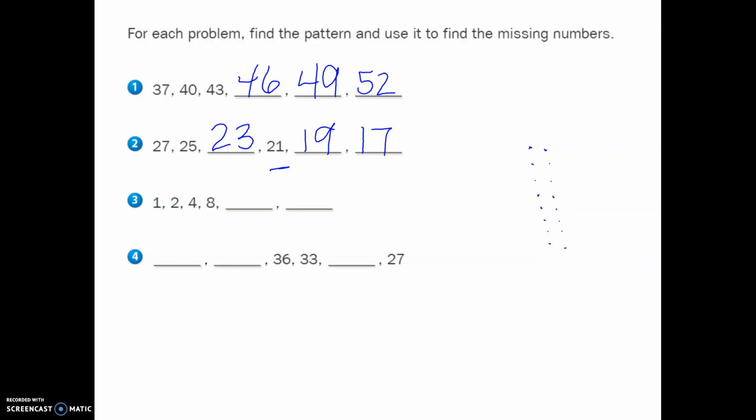And I'm going to get 16. And then 16 times 2, if you don't know what it is, make an array. It's going to be 32.